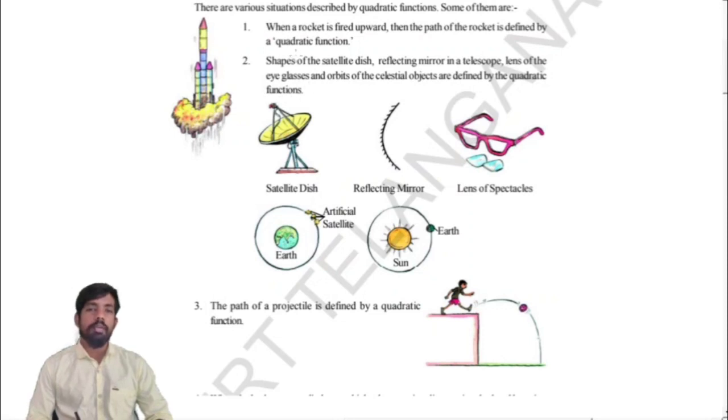Here is the use we are discussing now. Next is the satellite dish, reflecting mirror, lenses of spectacles, artificial satellite and earth. The path of a projectile can be represented by a quadratic equation. Now we will start the first exercise problems.